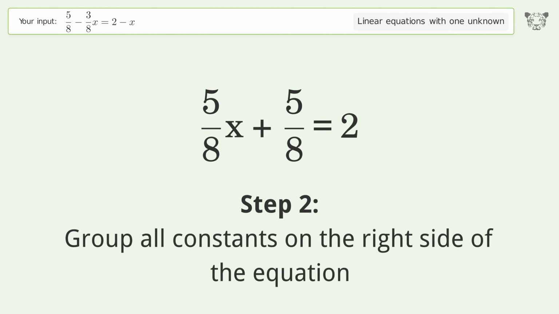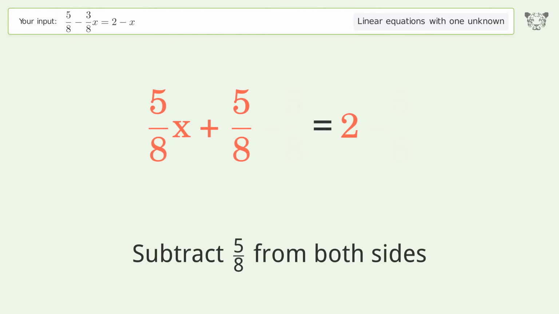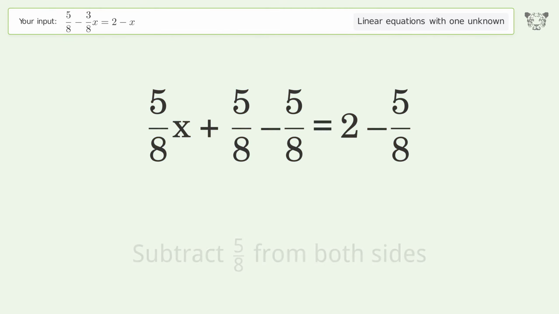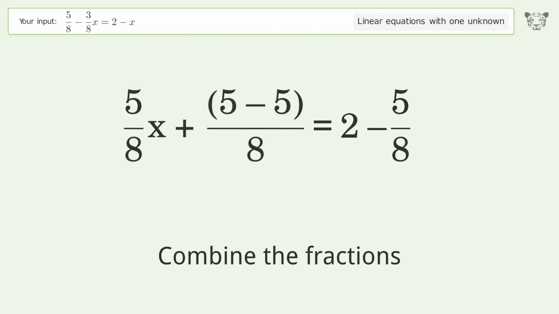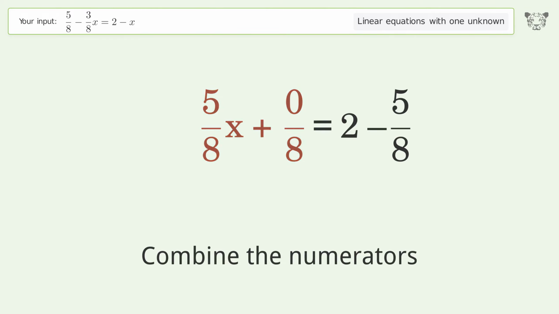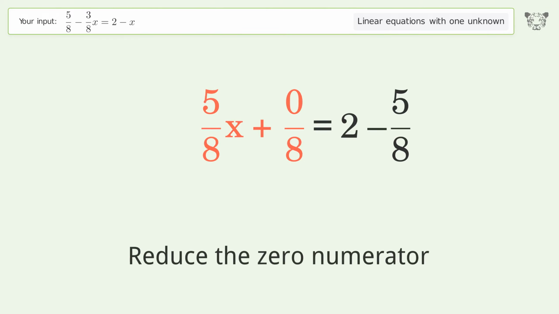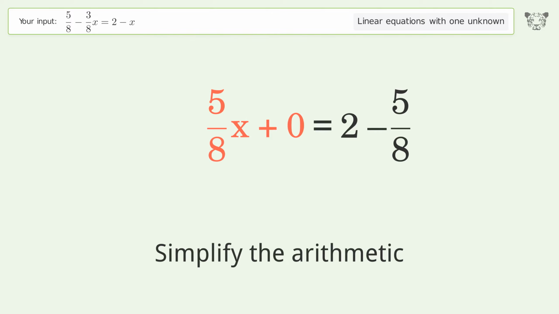Group all constants on the right side of the equation. Subtract 5 over 8 from both sides. Combine the fractions. Combine the numerators. Reduce the zero numerator. Simplify the arithmetic.